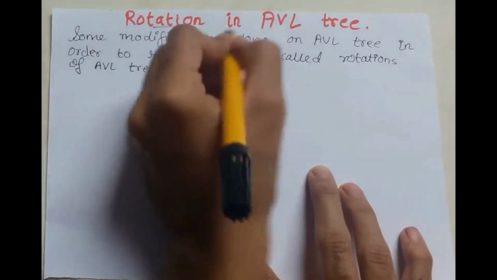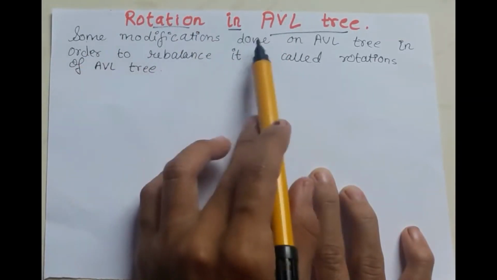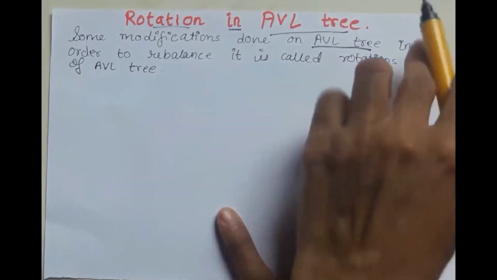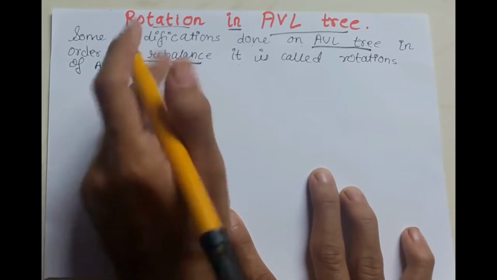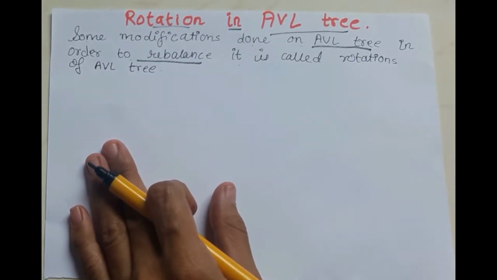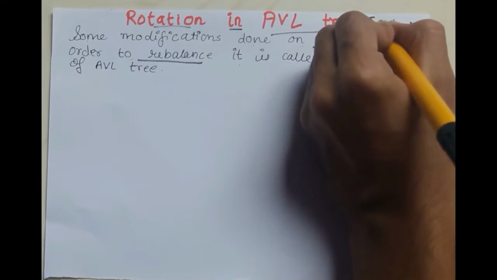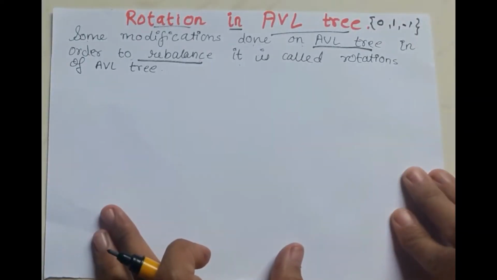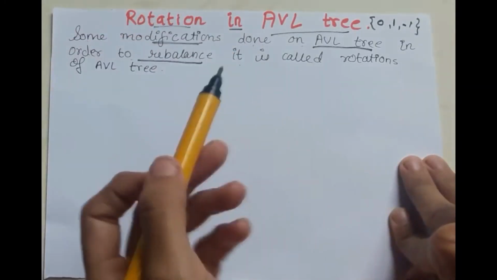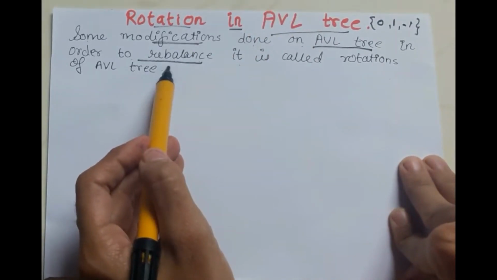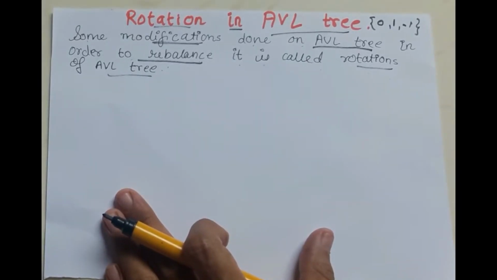Now let us study rotations in AVL tree. Okay, so what are rotations in AVL tree? Some modification done on an AVL tree in order to rebalance it is called rotations in AVL tree. See, if the balance factor of a node in an AVL tree becomes other than 0, 1 and minus 1, then that tree is not balanced, right? So for rebalancing it, we have to do some modifications. Those modifications are nothing but rotations of AVL tree.